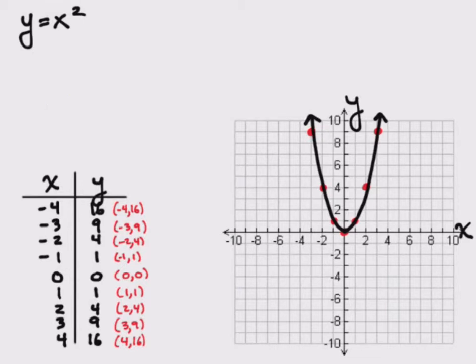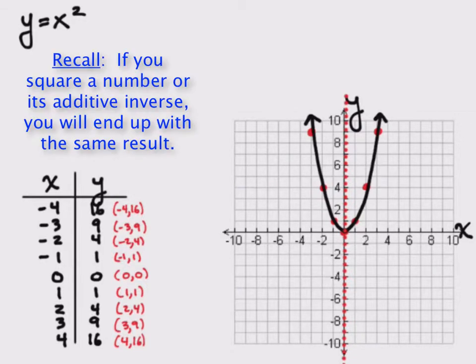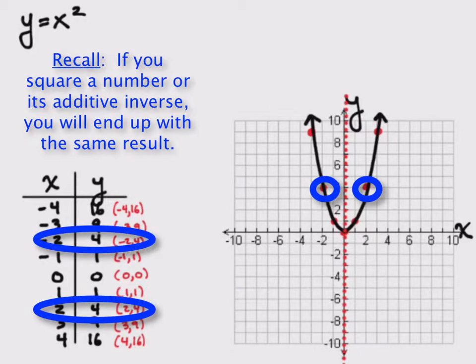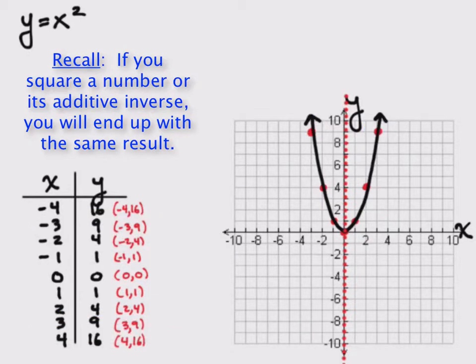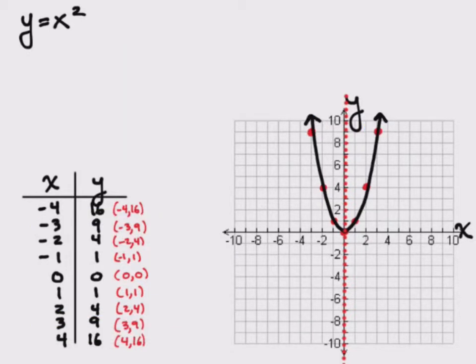One thing that's really nice about this graph is it appears to be symmetric. If we were to draw a line right down the y-axis where x equals 0, our graph would be a mirror image of itself. Now, why might that be the case? Well, if you square a number or its additive inverse, you arrive at the same thing. For instance, 2 squared is 4 and -2 squared is 4. 3 squared is 9 and -3 squared is 9. So, kind of makes sense that we might end up with this symmetric graph.